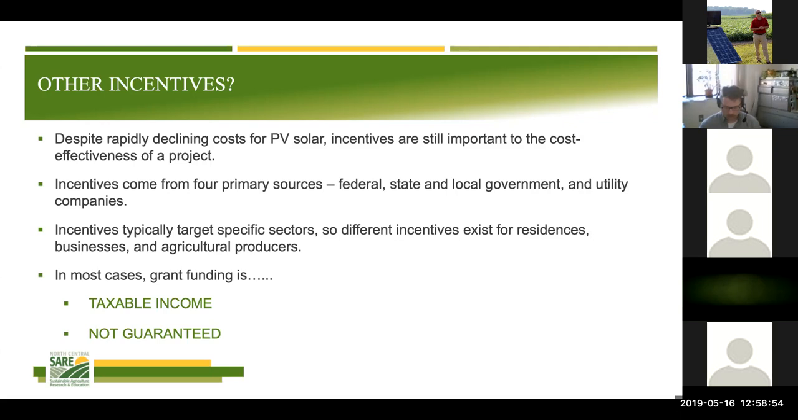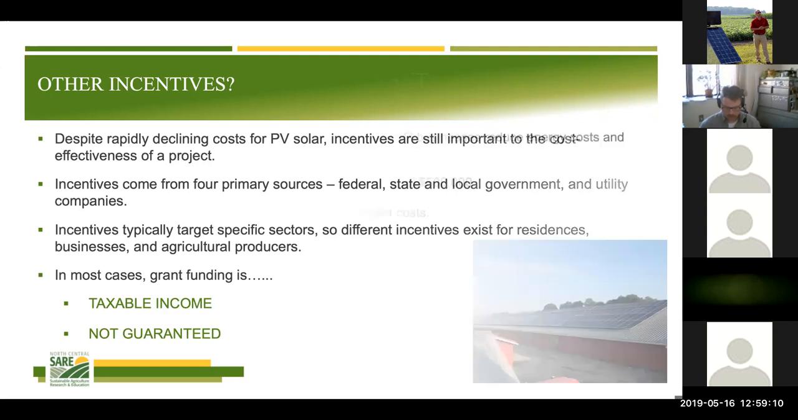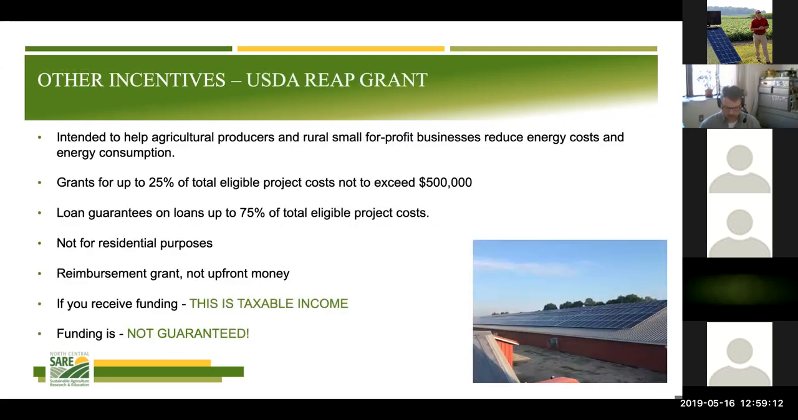of a development? A couple of things I always encourage people to remember as they're developing their modeling and looking at these projects is, in most cases, those grant dollars are taxable, and it's not guaranteed. And so that's just a couple of things to remind farmers as they're reviewing these proposals. One program I would like to point out specifically is the USDA REAP grant program. This is an outstanding program that has helped, speaking selfishly or specifically for Ohio, I know that this program's helped a lot of farms install their systems there.